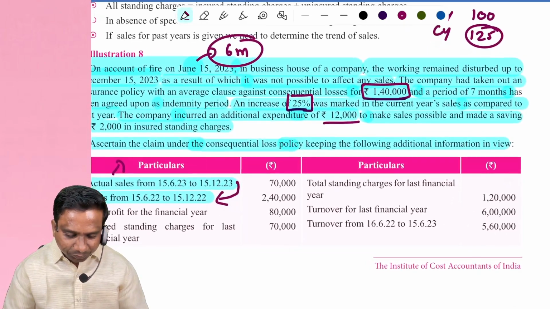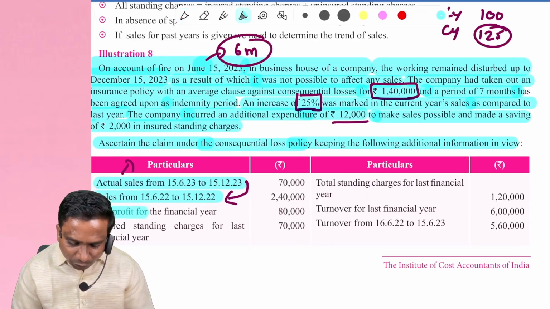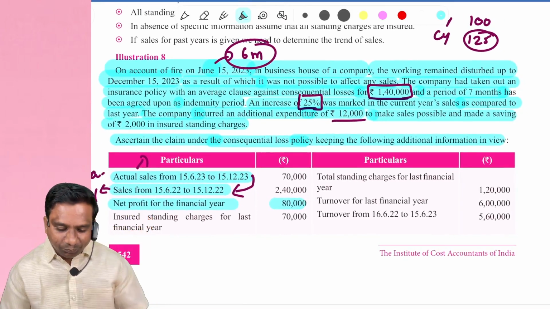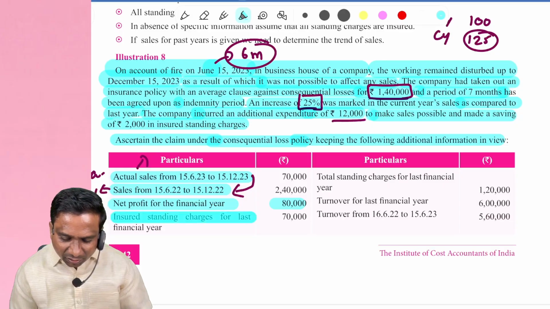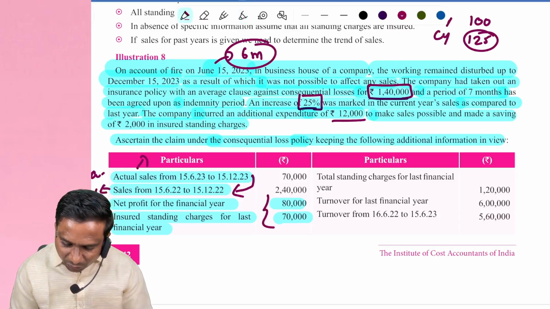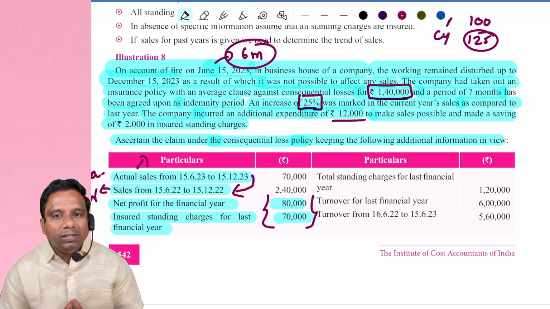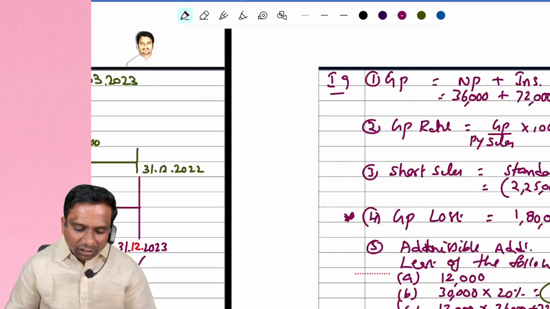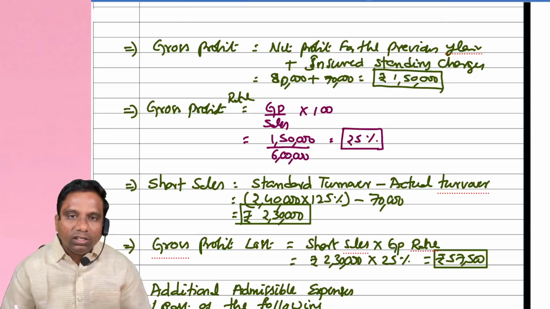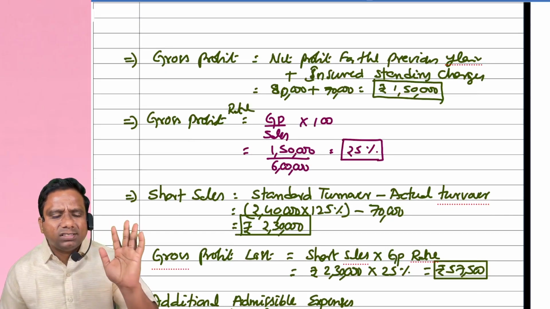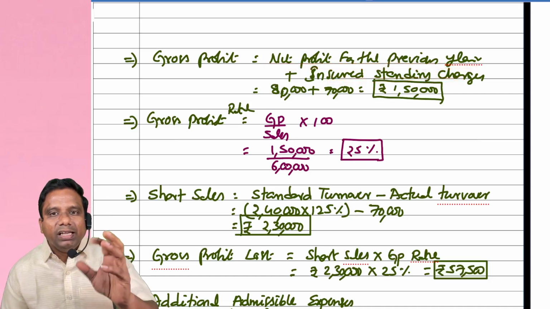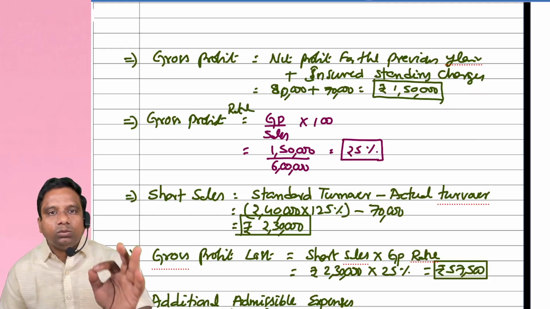Fine, sir. Next, net profit for the financial year 80,000. For the financial year means previous year. Next, insured standing charges for last financial year 70,000. So by using this information, what can you calculate immediately? Gross profit. Look at problem number 8. Gross profit we can calculate. This is our first step. Gross profit is equal to net profit for the previous year plus insured standing charges. 80,000 plus 70,000, 1,50,000 is our gross profit.